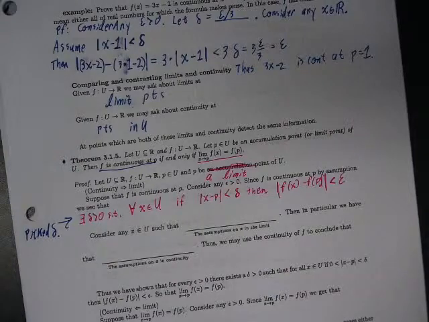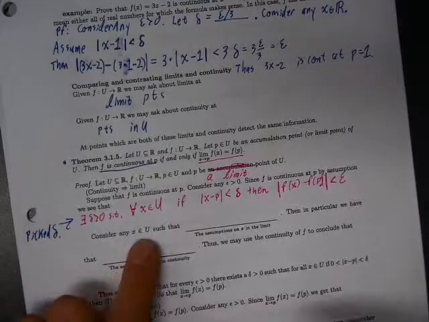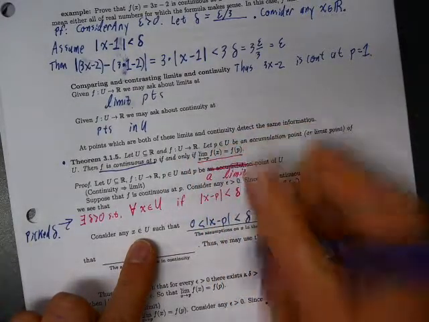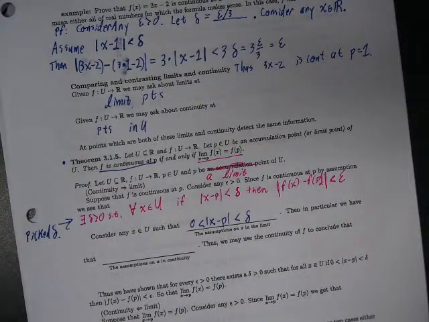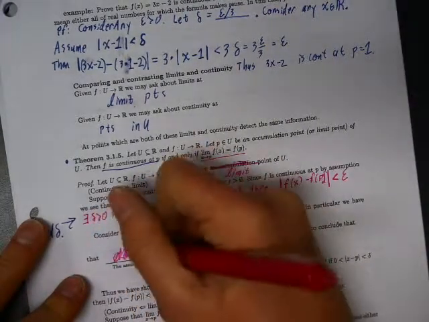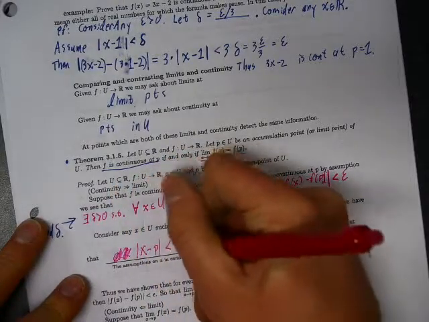So what is it that I get to assume about x? 0 is less than the absolute value of x minus p, which is less than delta. Yeah. So I'll consider any x in U such that 0 is less than the absolute value of x minus p, which is less than delta. But wait, does that actually give me the assumption in this if-then? So in particular, then the absolute value of x minus p is less than delta.